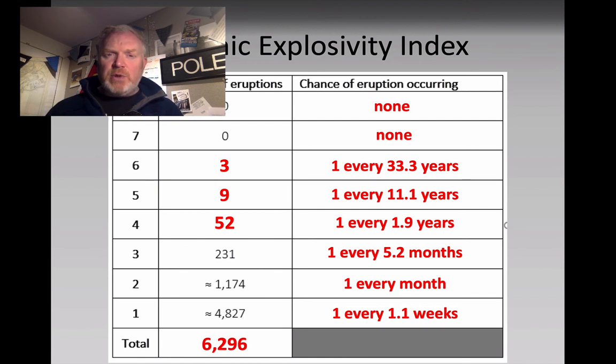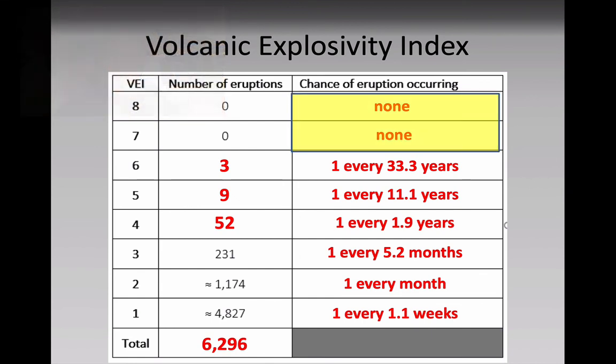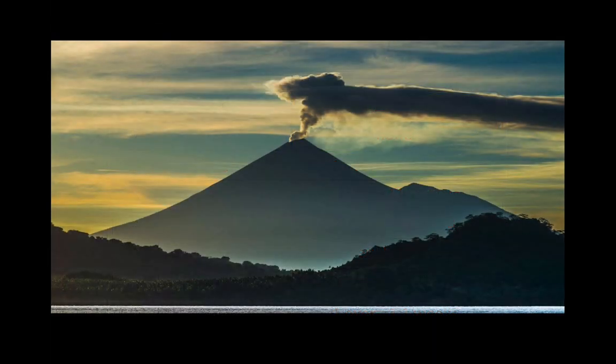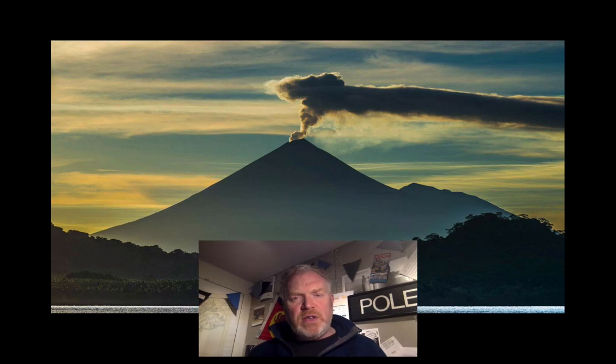The time periods between them may be measured in hundreds of thousands of years, particularly for VEI 8. But those are the ones that have the greatest potential for destruction. Okay then, so we can see that the size of an eruption and the risk it poses are interlinked.